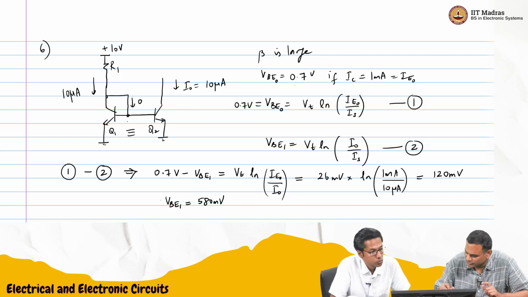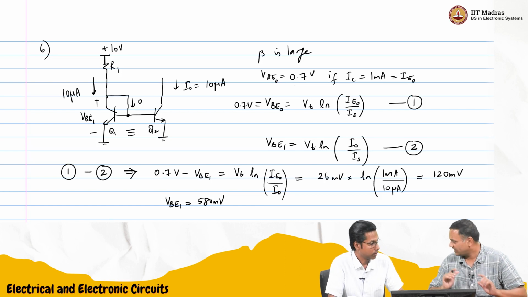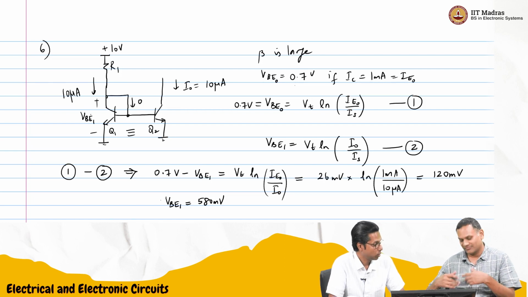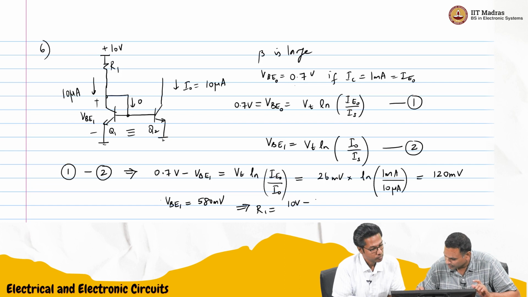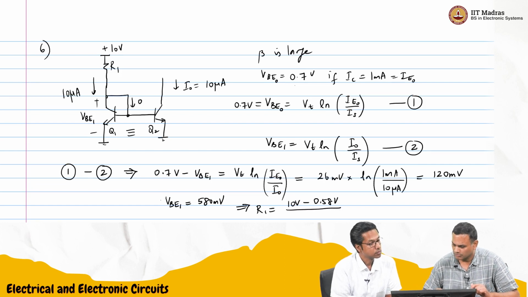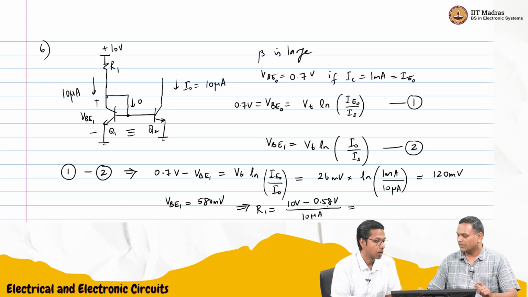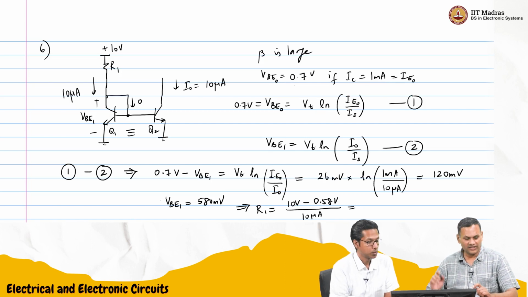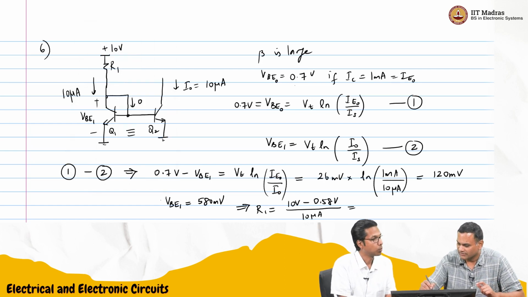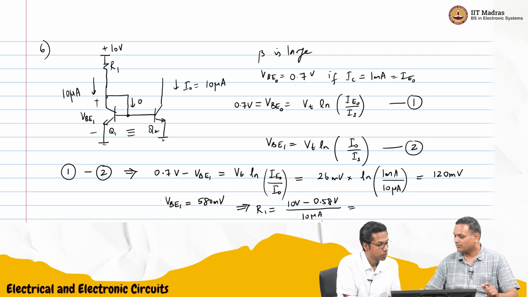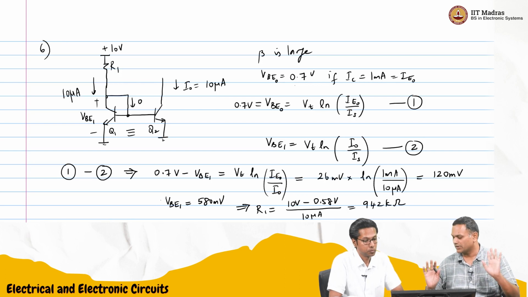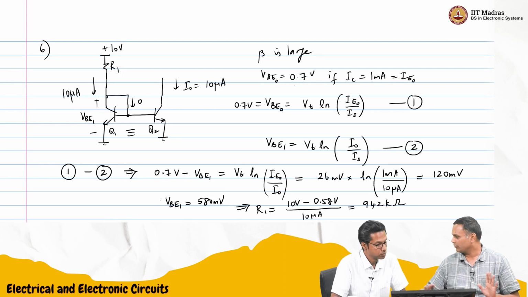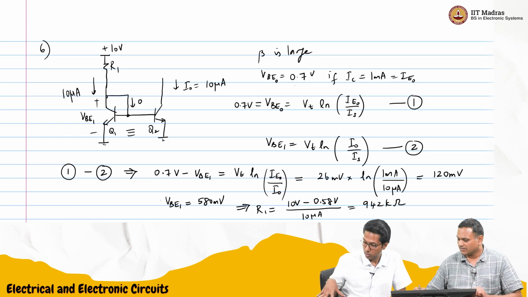So that is this voltage when 10 microampere is flowing. Now we can find out what should be the value of R1. R1 is going to be 10 volts minus VBE1 divided by 10 microamperes. So 10 minus 0.58 is 9.42, divided by 10 microamperes. We don't need a calculator for that. 9.42 divided by 10 power minus 5, approximately 942 kilo ohms. That is the value of R1. I think that is what they wanted.